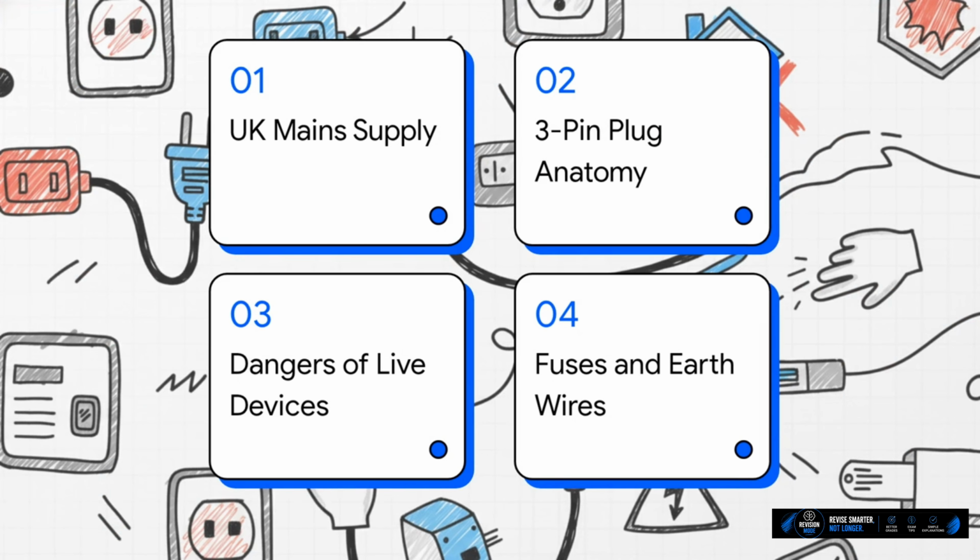Here's our roadmap for mastering household electricity so you can nail those top-tier grades. We're covering 1. Decoding the UK main supply, 2. The anatomy of the 3-pin plug, 3. The dangers of live devices, and 4. Fuses and earth wires. Let's dive in.